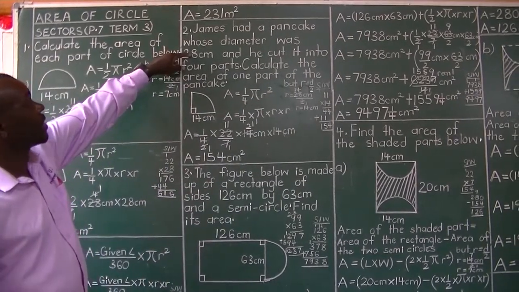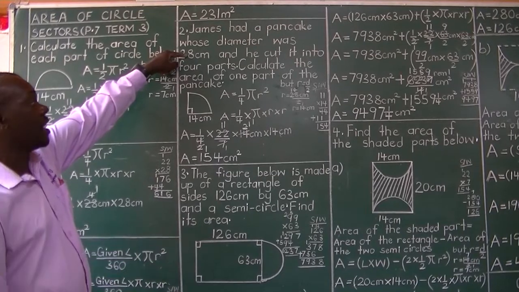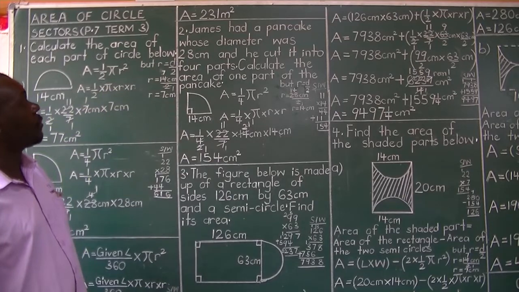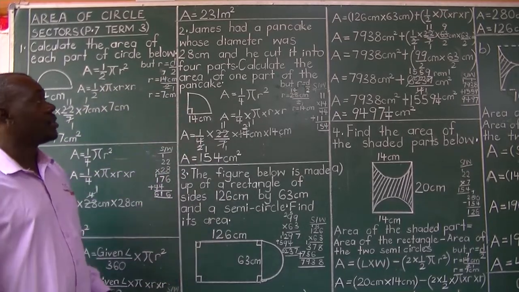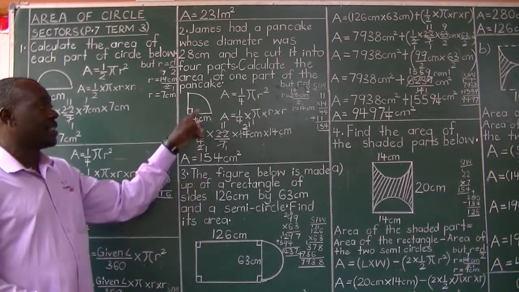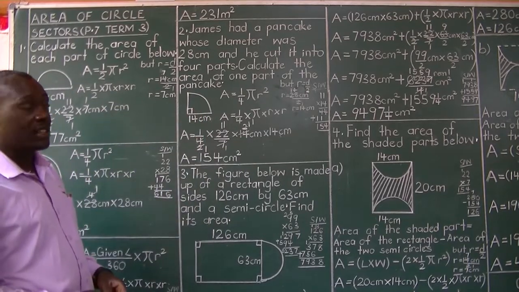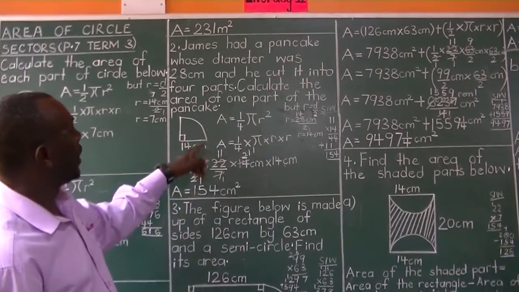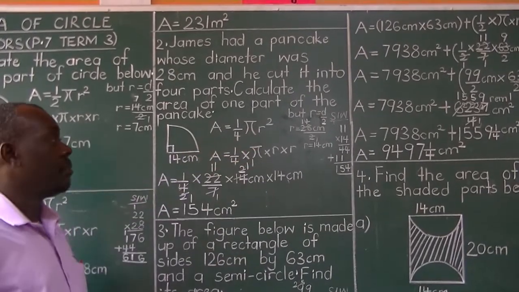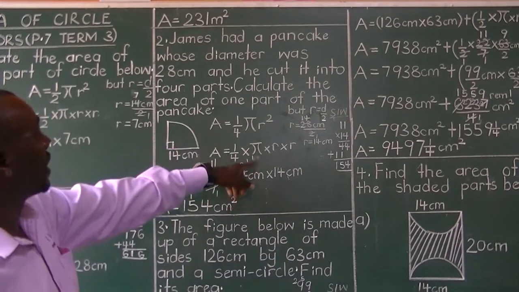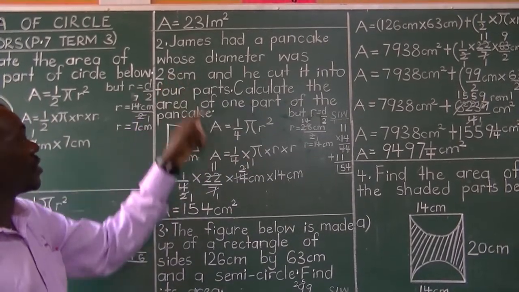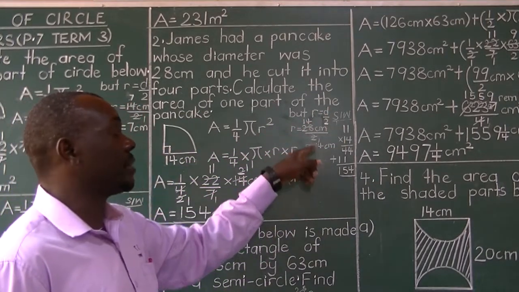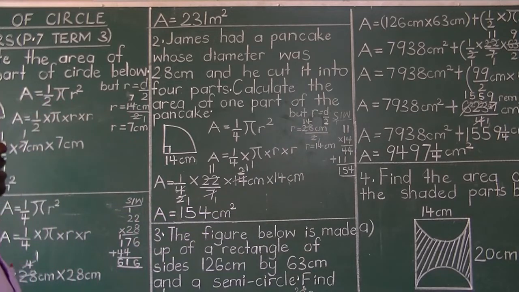Remember, this 28 centimeters is the diameter of the whole circular pancake. And now it was cut into 4 equal parts. And now they want you to find the area of one of the 4 parts, which are quadrant-like. So they are asking you for the area of a quadrant. And you know, the area of a quadrant is equal to a quarter pi r squared. Remember, we do not have the radius, and r stands for radius. This 28 is the diameter, that's why you say radius equals diameter divided by 2. That's 28 centimeters divided by 2 to get a radius of 14 centimeters.